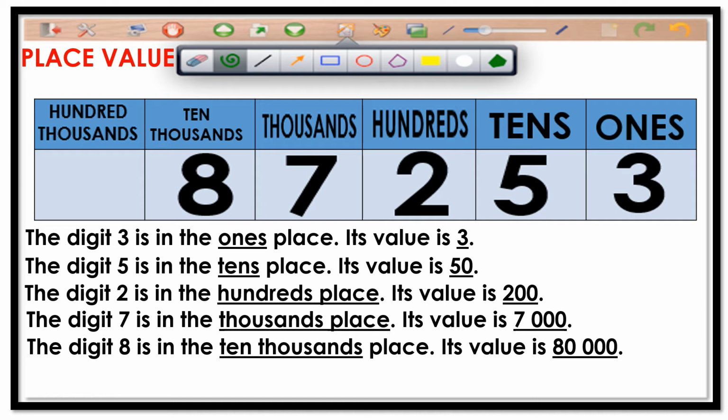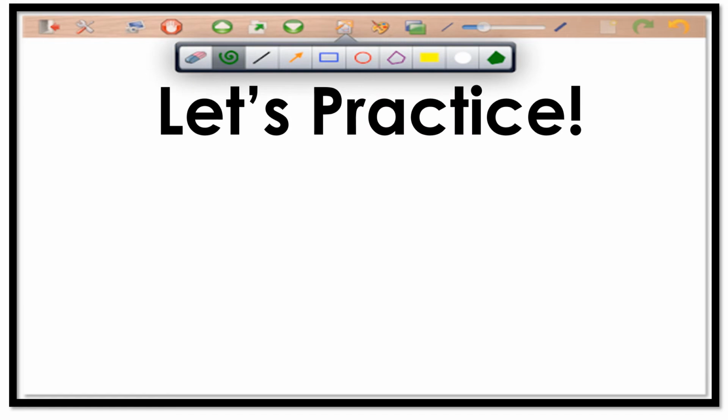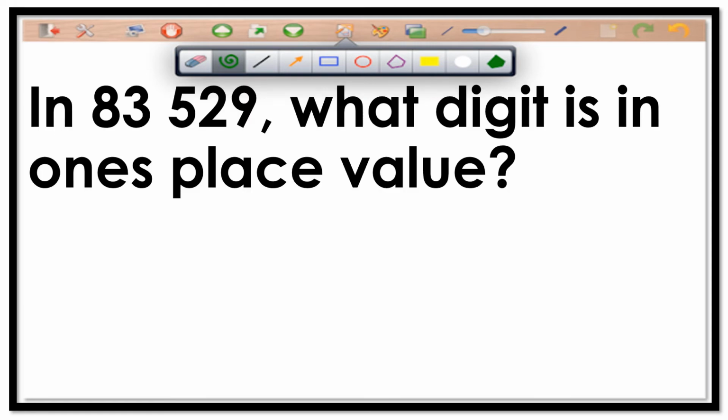The digit 8 is in 10,000s place. Its value is 80,000. And then, the digit 1 is in the hundred thousands place. Its value is 100,000. So, let us practice. Ready, set, go.